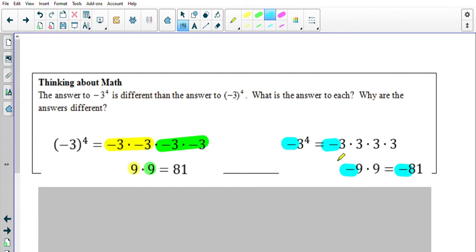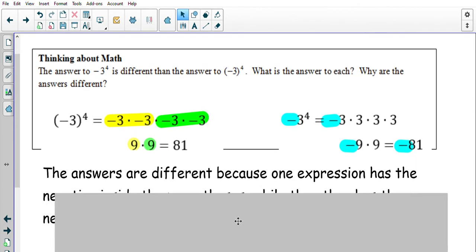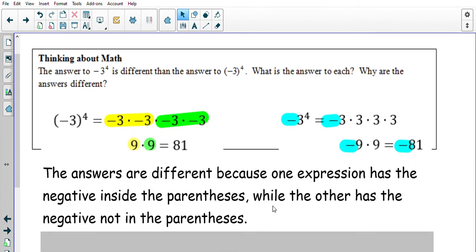If you plug into your calculator -3 without parentheses to the fourth power, most calculators are going to give you -81. There are a few that assume there's parentheses around that base of -3, even if you don't have parentheses there. Most of them, though, will give you the answer of -81. It may be worth trying. If you put parentheses around the -3, it should definitely get you +81 since your base is -3. I did state a little bit more here. I said the answers are different because one expression has the negative inside the parentheses, indicating that that base is negative, while the other has the negative outside of the parentheses or not in parentheses at all.